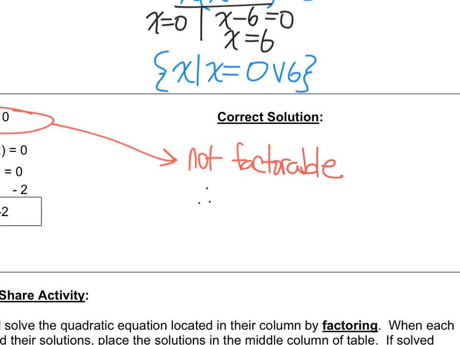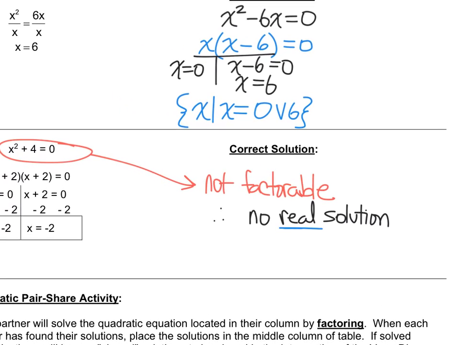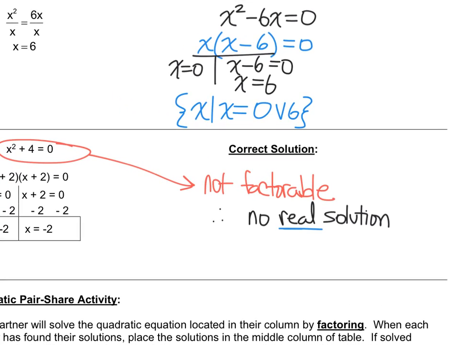Therefore, 3 dots in the form of a triangle is a cool way of representing the word therefore. No real solution. Got to have the word real there for this to be a correct answer. You don't want to say no solution because there are solutions. There's plenty of solutions. They're just not real. If they're not real, what are they?